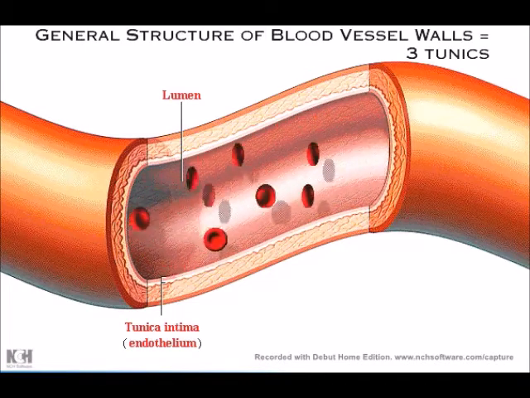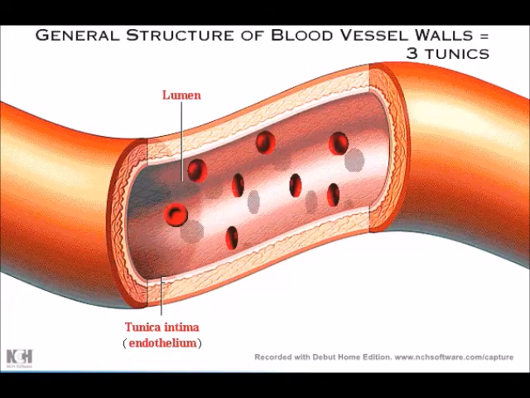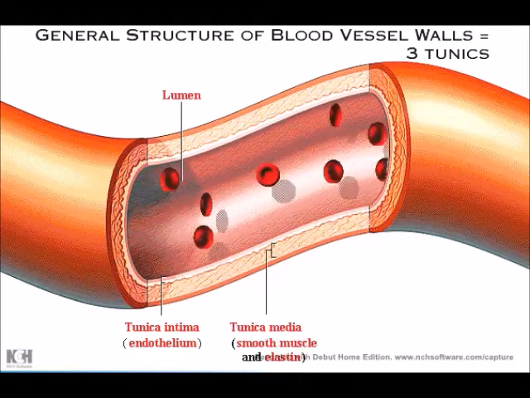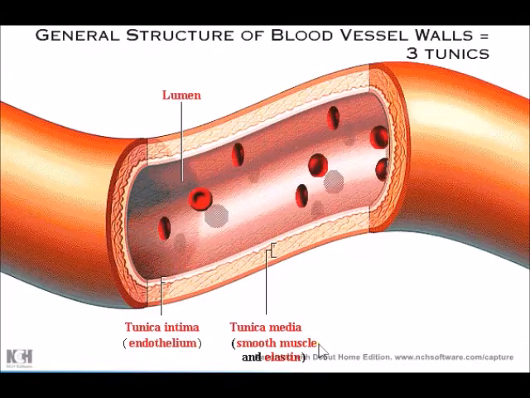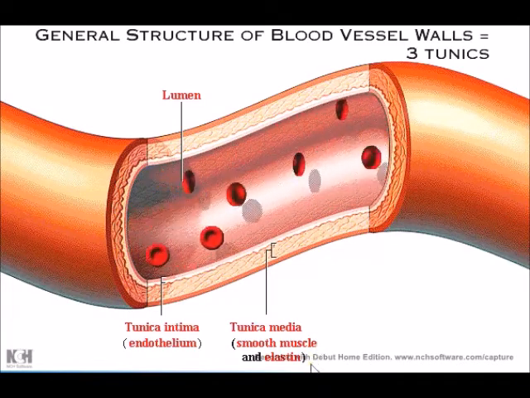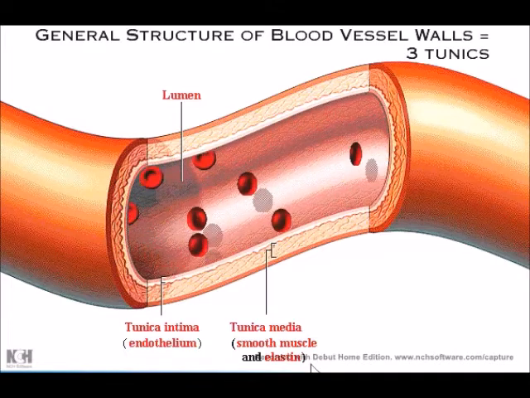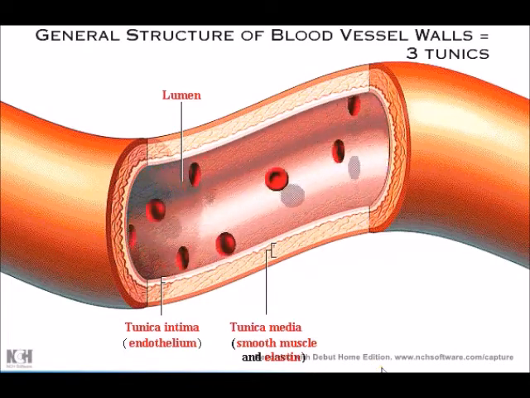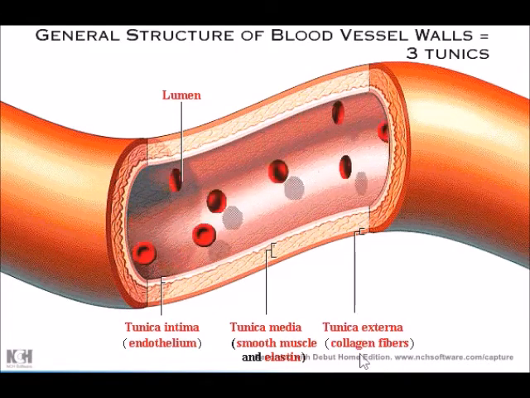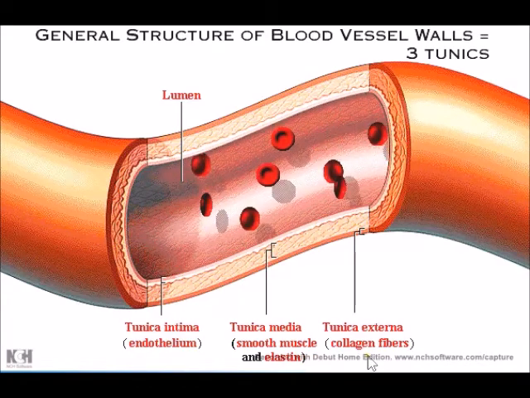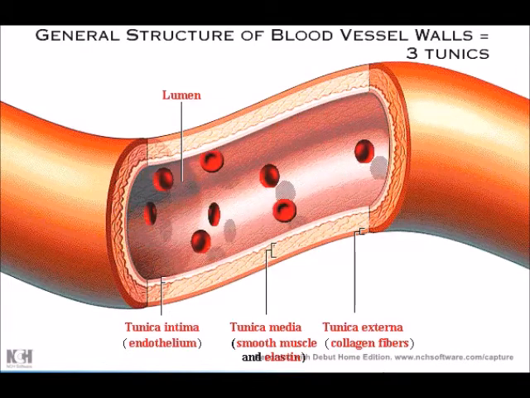The tunica intima includes the endothelium that lines the lumen of all vessels, forming a smooth, friction-reducing lining. The tunica media, the middle layer, consists mostly of circularly arranged smooth muscle cells and sheets of elastin. The muscle cells contract and relax, whereas the elastin allows vessels to stretch and recoil. The tunica externa is the outermost layer of the blood vessel wall. It is composed of loosely woven collagen fibers that protect the blood vessel and anchor it to surrounding structures.